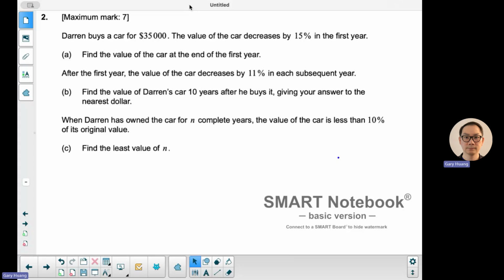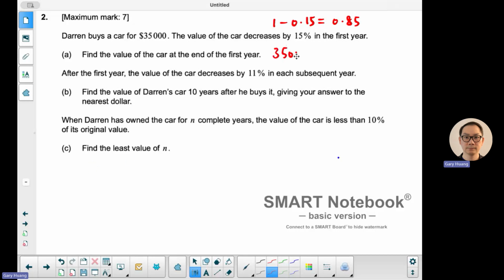Darren buys a car for $35,000. The value of the car decreases by 15% in the first year. When you decrease by 15%, that's 1 minus 0.15, which means you have retained 85% of the value. Find the value of the car at the end of the first year. Well, what you're going to do is take 35,000 and multiply by 0.85, and that's going to give you the value at the end of the first year. $29,750.